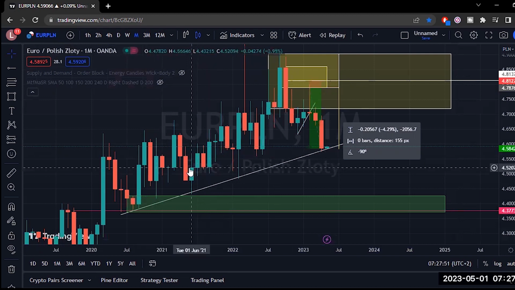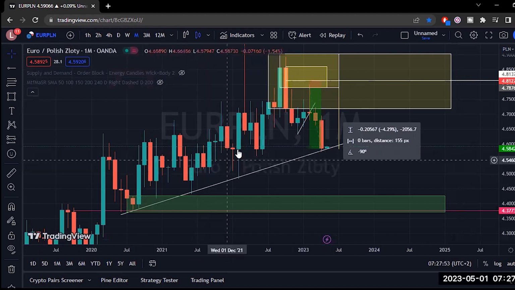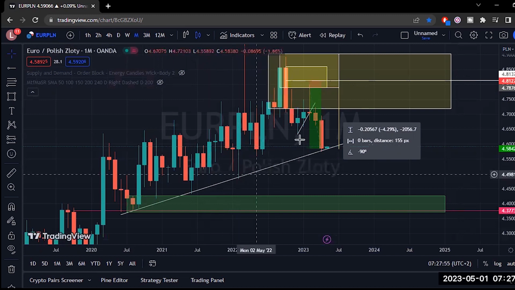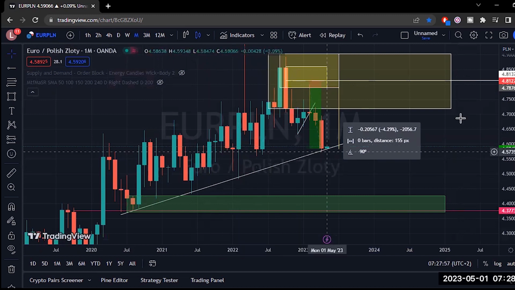I don't want to lie to you. There's no real demand, right? There's this area, but there's really no real demand, right? So as a betting man, I would say maybe price will eventually break through this trend line.